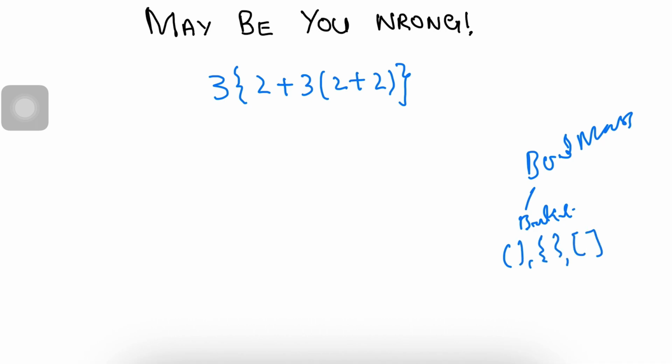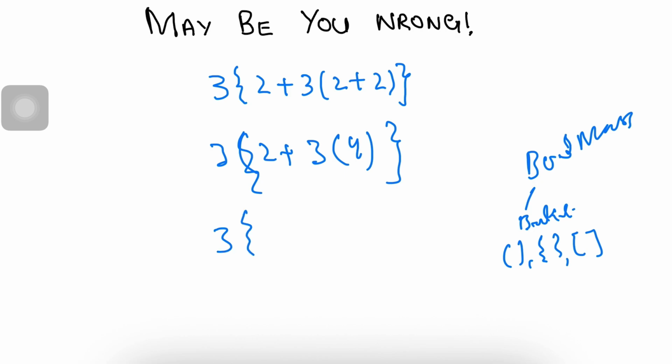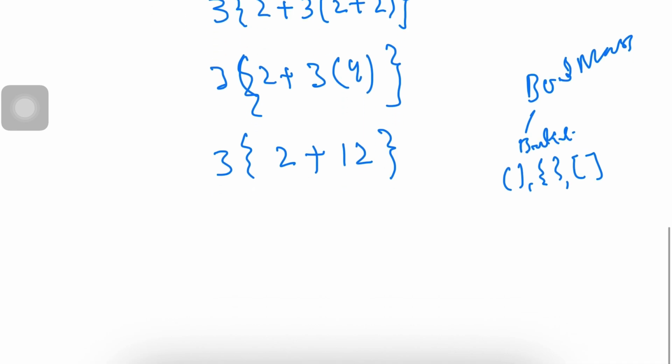So here we write 3, 2 plus 3, and 2 plus 2 is 4. Now we simplify it. Round bracket first, and then after the bracket we do the of condition. After the round bracket: 3, round bracket of, curly bracket open, 2 plus 3 multiplied by 4 is 12, and curly bracket close. So now 3, 2 plus 12 is 14.